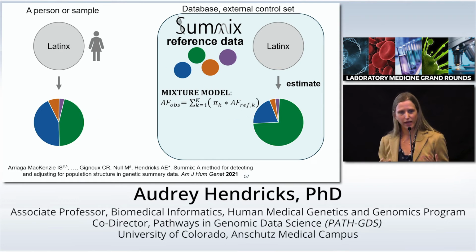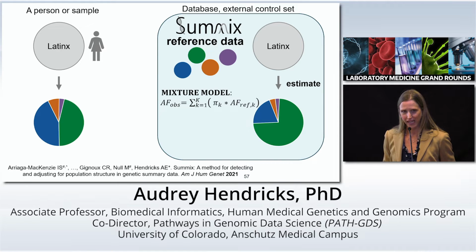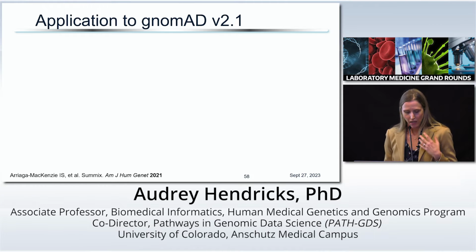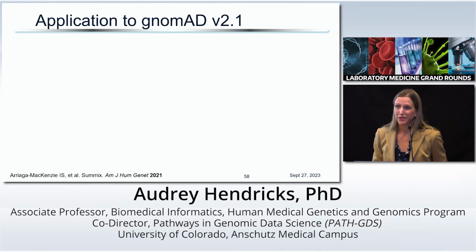And we do this with a mixture model, again, where our observational unit is the alternate allele frequency instead of individuals. We find this using least squares. We find our ancestry proportions, and it's a really quick model and allows us to do some really cool things like block bootstrapping to identify confidence intervals. Okay, so again, we did a lot of really great simulations. I'm going to show the application to real data here.